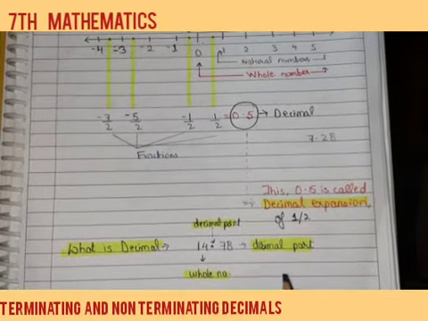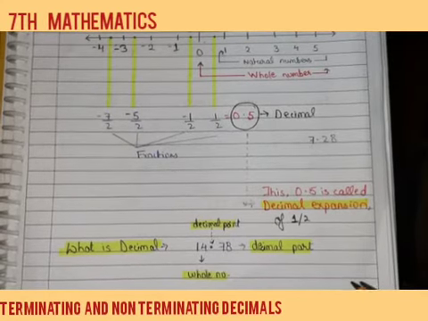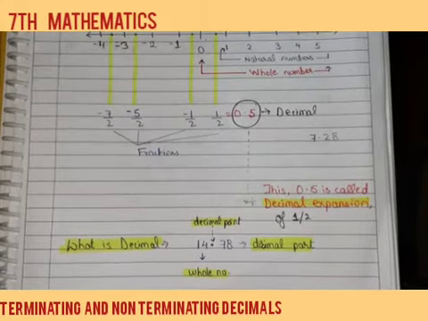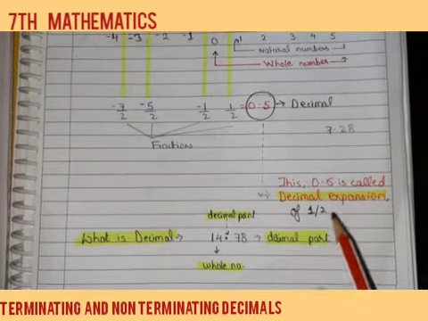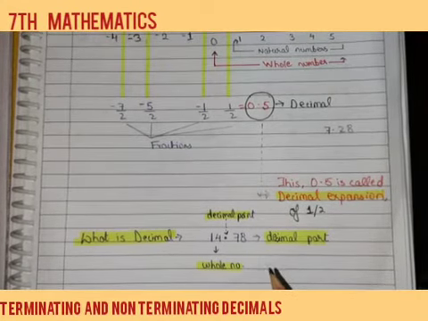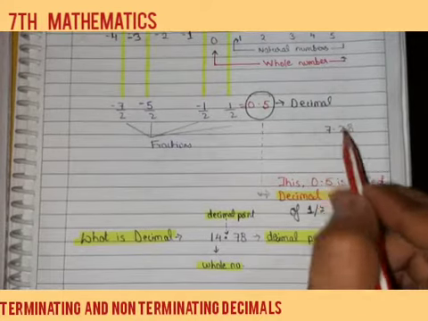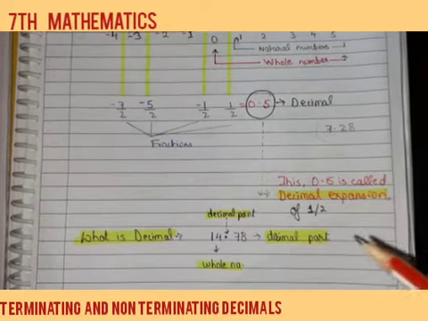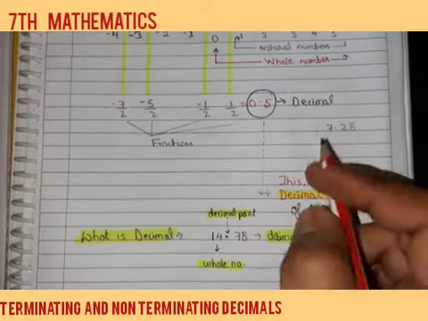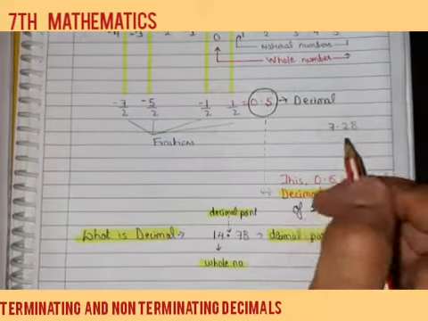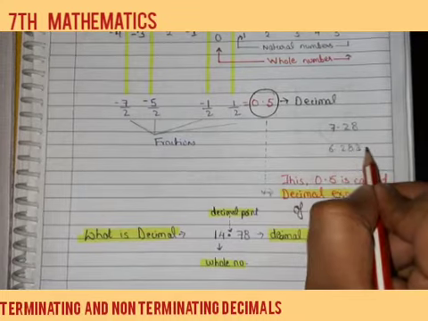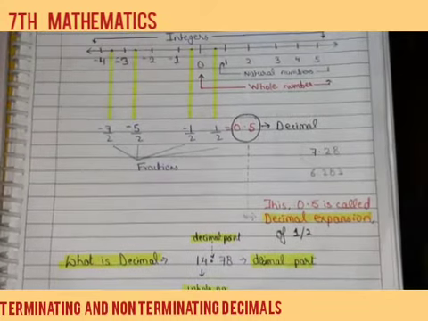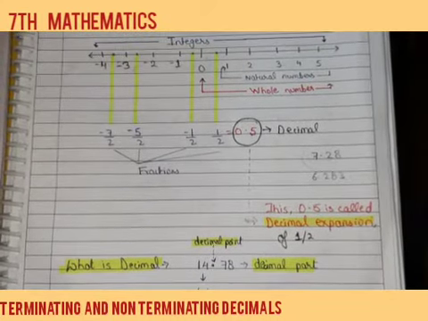Now while doing the decimal expansion, we come across many types of forms. In some types of decimal expansion, we get a fixed value. For example, 7.28 is a fixed value. But in some types of decimal expansion, the value which we get is not fixed. Like we must have seen such numbers, 6.283 and so on. Let's understand this by an example.